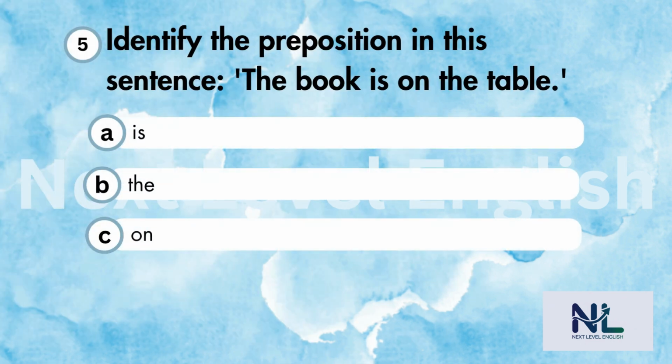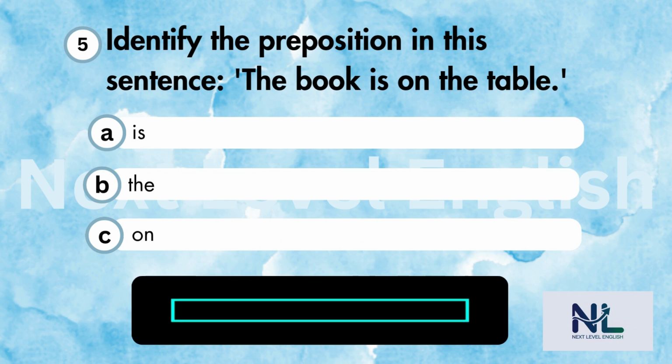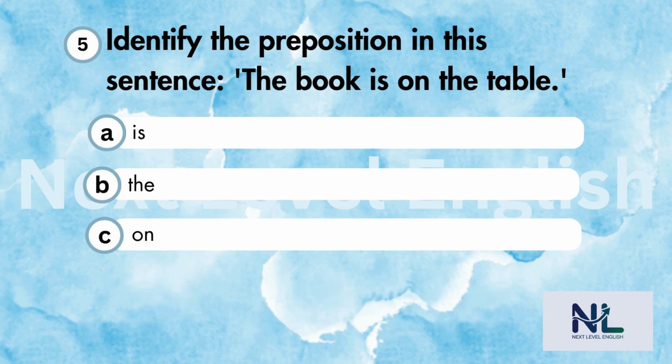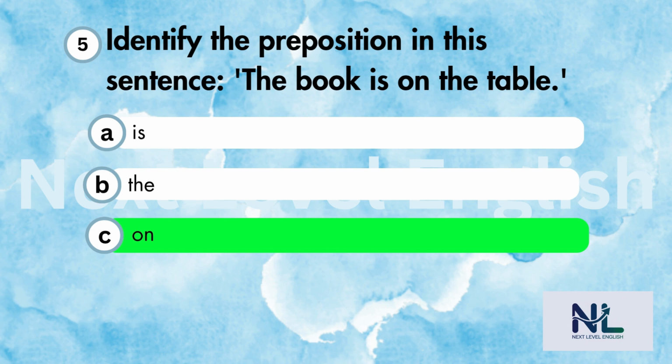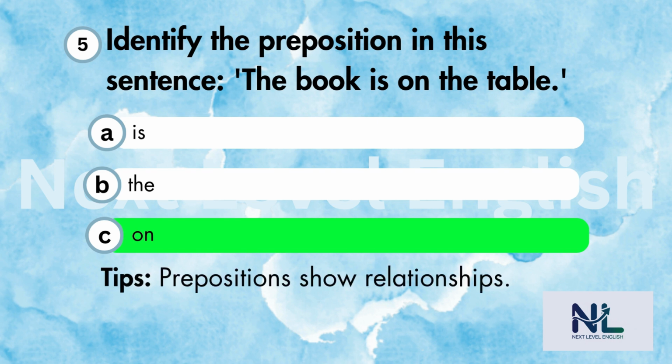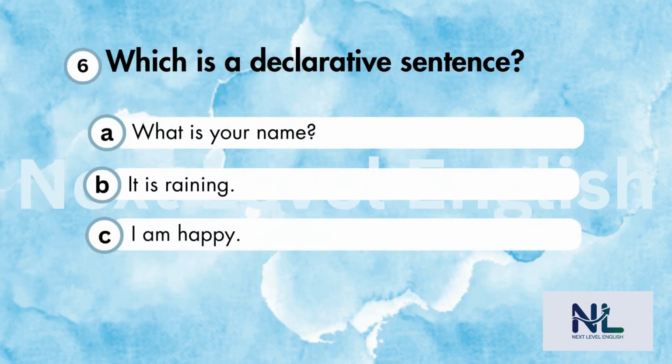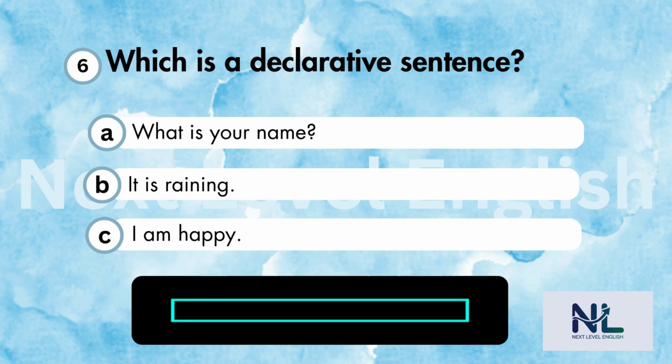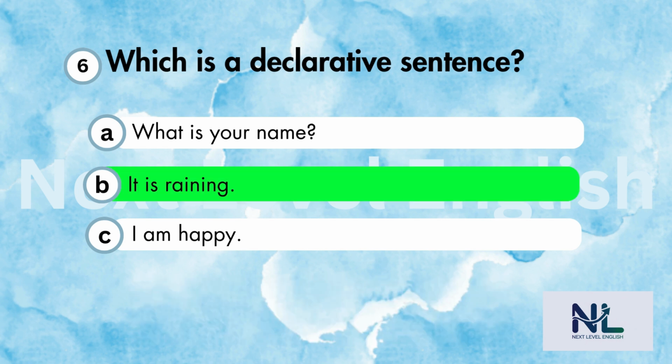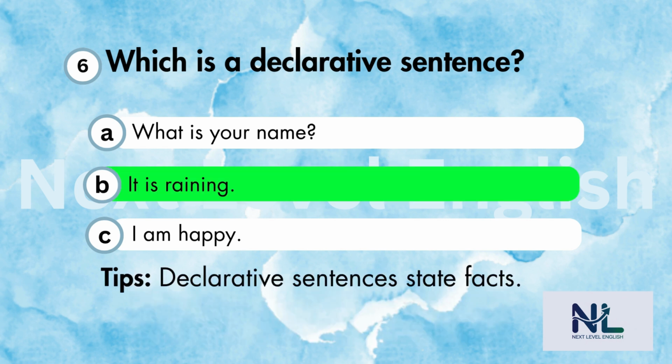5. Identify the preposition in this sentence. The book is on the table. On. Tips: prepositions show relationships. 6. Which is a declarative sentence? It is raining. Tips: declarative sentences state facts.